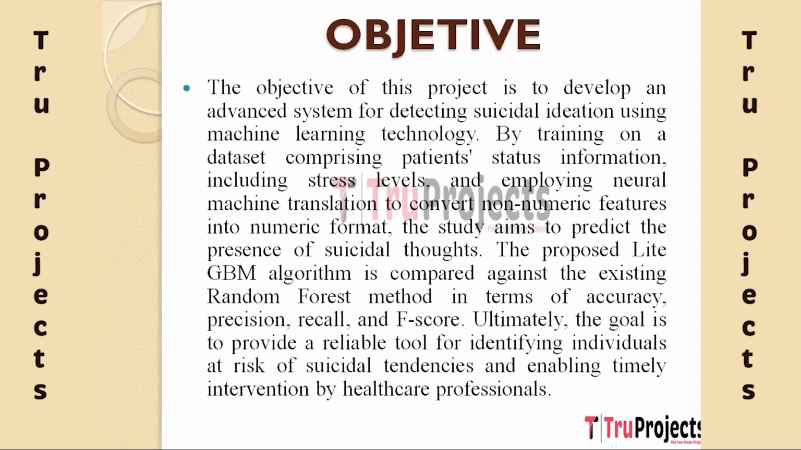Objective of the project. The project aims to create a machine learning system for detecting suicidal ideation using patient status information. The LightGBM algorithm trained on a dataset uses neural machine translation to convert non-numeric features into numeric format. The algorithm is compared to the existing random forest method for accuracy, precision, recall, and F-score. The goal is to identify individuals at risk of suicidal tendencies and enable timely healthcare intervention.